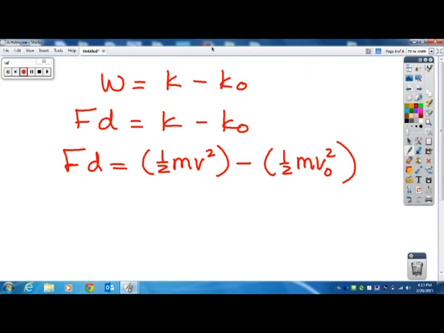Hopefully this lesson was useful. In the next lesson, I'm going to connect work with gravitational potential energy.